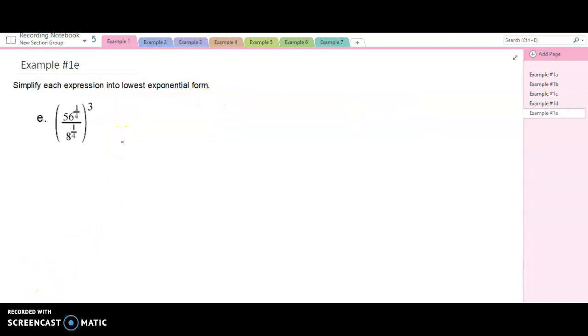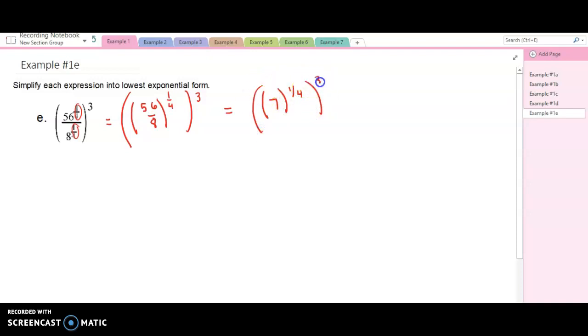All right, here's the last one on example 1. This is E. Since both the top and the bottom have 1/4 as an exponent, I can actually rewrite this as 56 over 8, both of those to the 1/4 power. And then don't forget I still have the 3rd power out here. Well, 56 over 8, guys, that's just 7 to the 1/4, to the 3rd. And 7 to the 1/4 to the 3rd is just 7 to the 3/4.